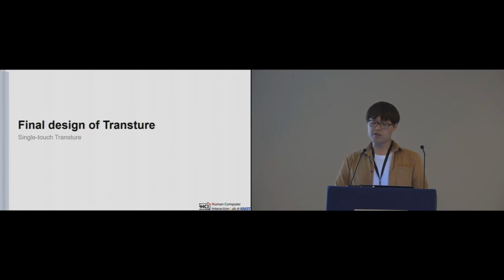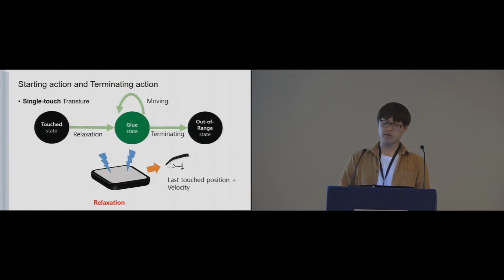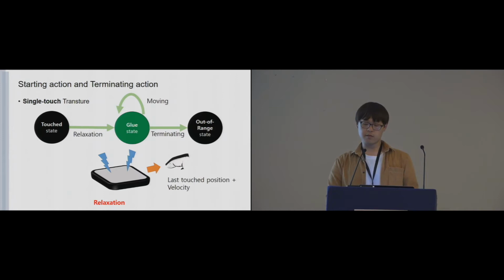As a summary, now I explain the final design of transistor, and it is about the single touch transistor. First, the user does a touch gesture on the screen for gesture registration. Then the user keeps moving across the bezel of the screen, the same as the early design of transistor. And when the glue state is starting, haptic feedback is given to users as feedback for the glue state starting.